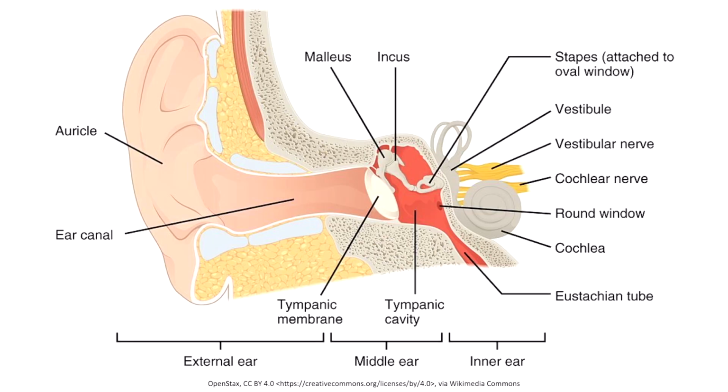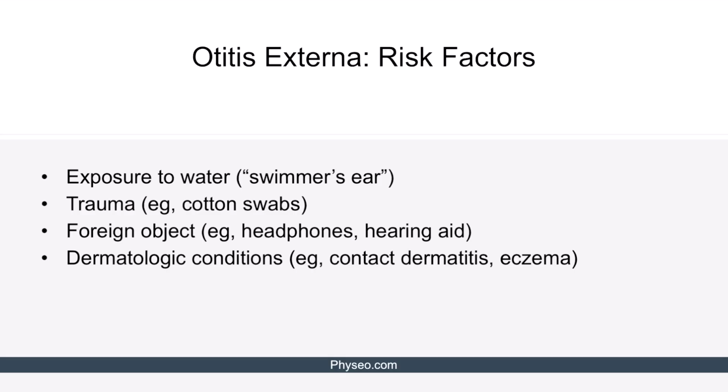Before we go any further, let's recall the anatomy of the ear. The ear is divided into external ear, middle ear, and inner ear. The external ear consists of the pinna, also known as the auricle, and the external auditory canal. Otitis externa represents the inflammation of these structures. Let's talk about risk factors.